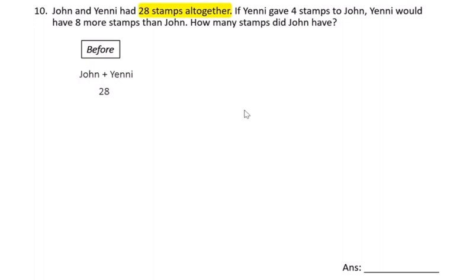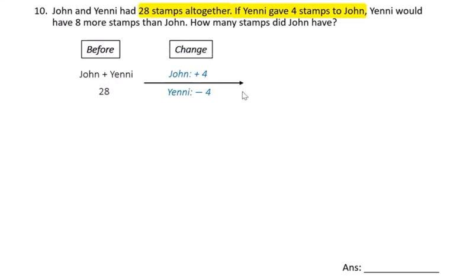Okay? So if Yanni gave 4 to John, so I'm going to do something here. Yanni gave 4. So Yanni will minus, John plus 4. Why do I write Yanni below? Because I mentioned Yanni at the later part. So I just write Yanni below, John on top. John and Yanni, understand? So this is the change.